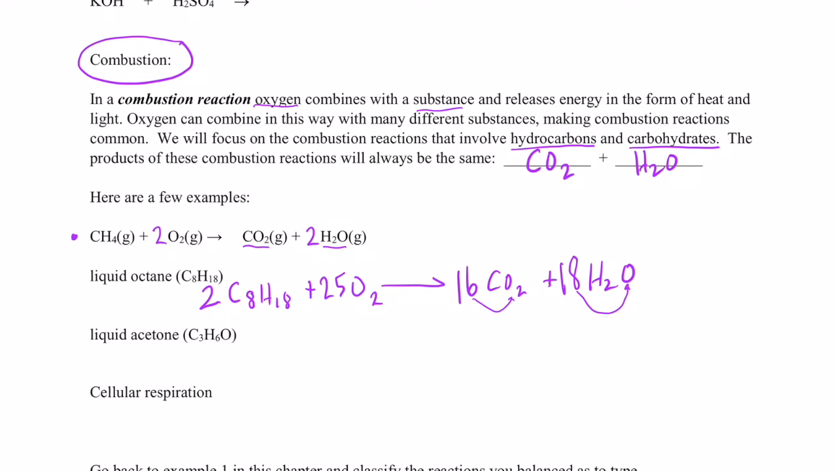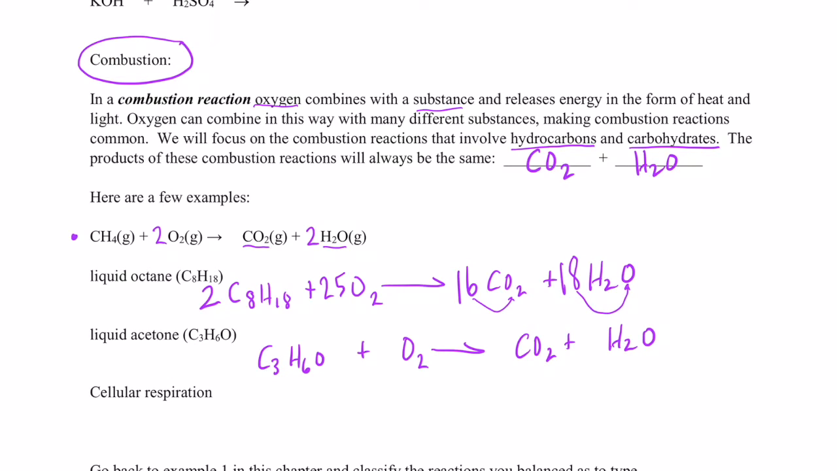Okay, you try the next one. Try acetone, the combustion of acetone. So pause the video, try writing the equation, then balancing it, and then come back and see how you did. All right, welcome back. So we have C3H6O, acetone, and hopefully you reacted it with oxygen, and your products were CO2 and water, right?